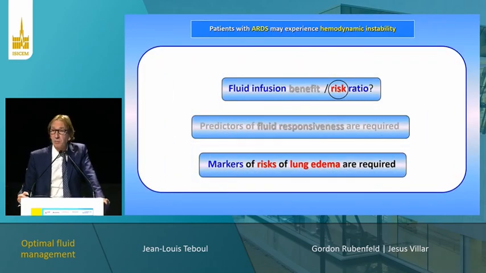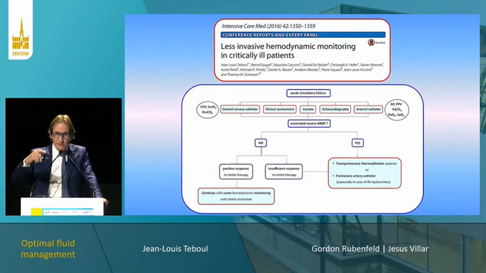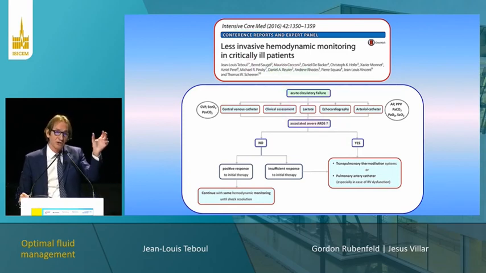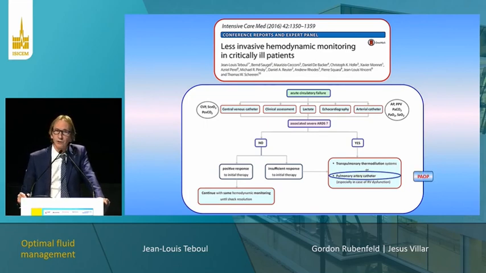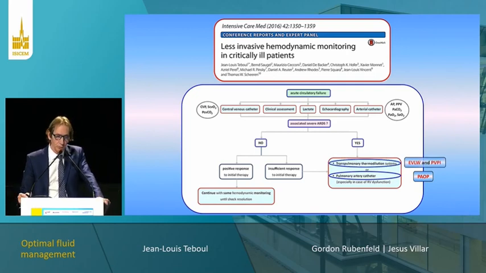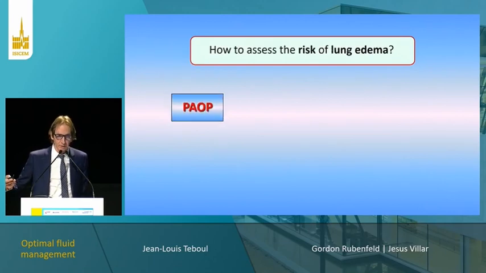The risk of lung edema also should be assessed before giving fluid. In this consensus paper of the European Society of Intensive Care Medicine, we said that in patients with shock and associated severe ARDS, it is important to use some advanced hemodynamic monitoring technologies like either the PA catheter, with which you can measure PAOP, or the transpulmonary thermodilution technique, with which you can obtain the value of extravascular lung water and pulmonary vascular permeability index. So what is better? PAOP?